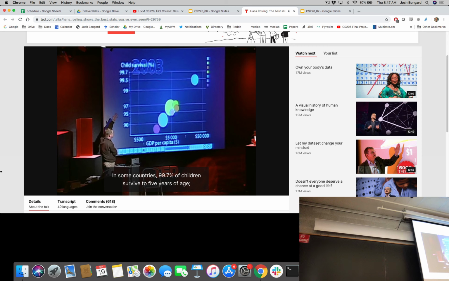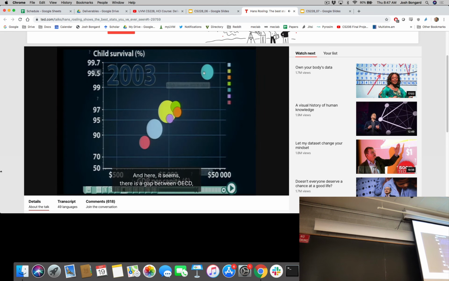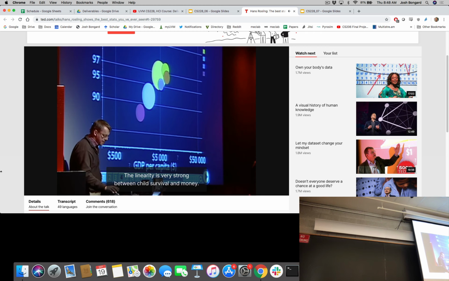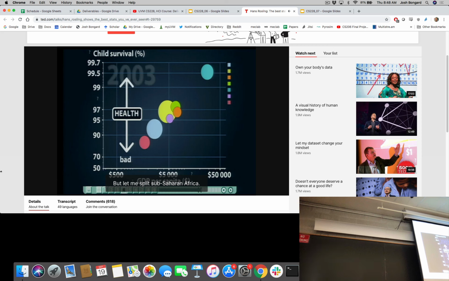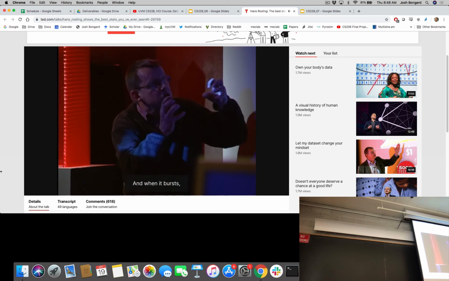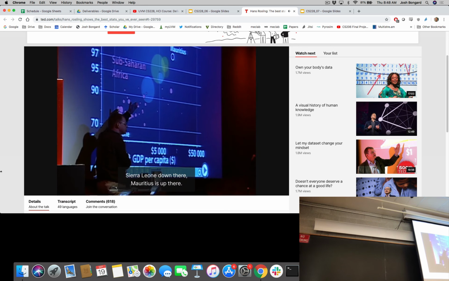In some countries, 99.7% of children survive to 5 years of age, others only 70. And here it seems that there is a gap between OECD, Latin America, East Europe, East Asia, Arab states, South Asia, and Sub-Saharan Africa. The linearity is very strong between child survival and money. But let me split Sub-Saharan Africa. Health is there, and better health is up there. I can split Sub-Saharan Africa into its countries. And when it bursts, the size of each country bubble is the size of the population. Sierra Leone down there, Mauritius up there.